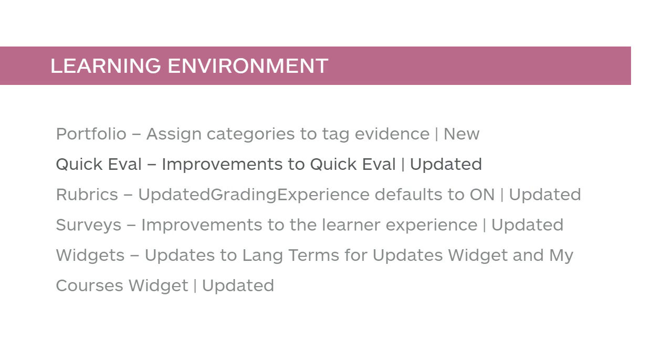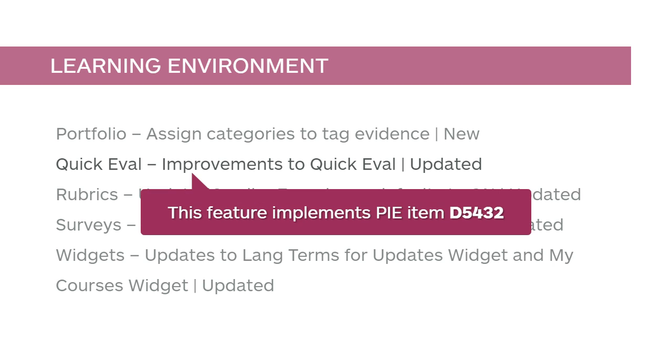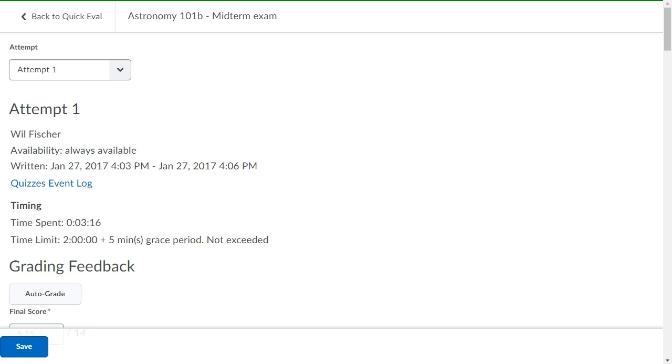Several improvements have been made to Quick Eval. Different date formats are supported in the Submission Date column. This feature implements PI item D5432. The Back to Quick Eval button directs users to the Quick Eval tool at the course level or org level depending on where you launched it from.